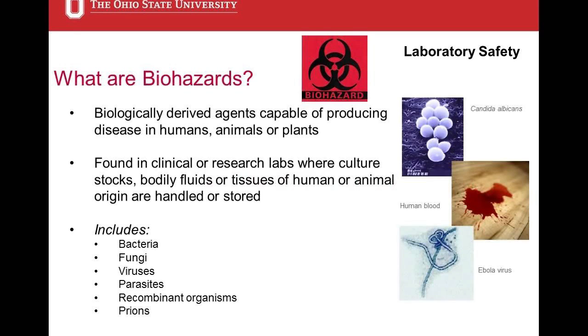Where do we find them? Clinical or research labs where we've got culture stocks, bodily fluids or tissues of human or animal origin, pretty much everywhere here on campus where we're doing research or in the hospital. Biohazards includes things like bacteria, fungi, viruses, parasites, recombinant DNA, prions, even things like animal allergens, animal dander. What else do we have? These are the main ones.